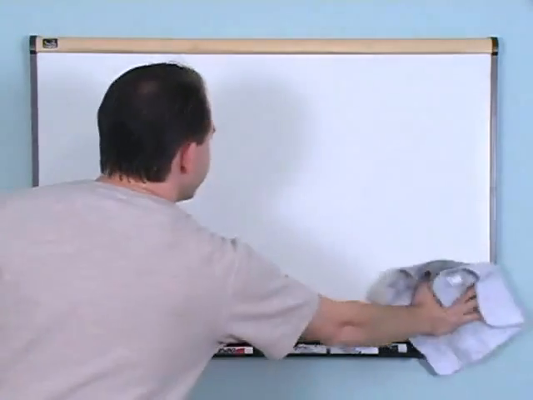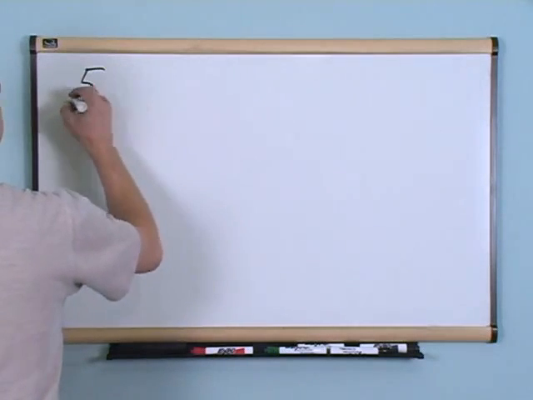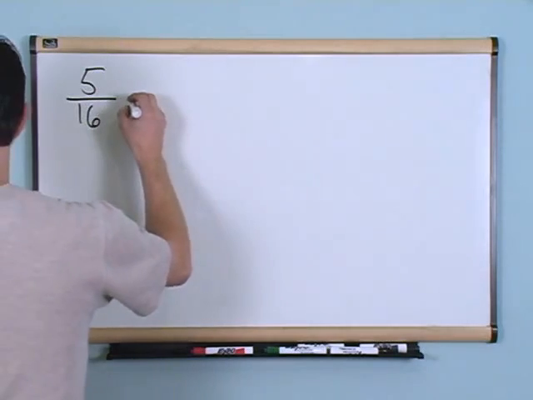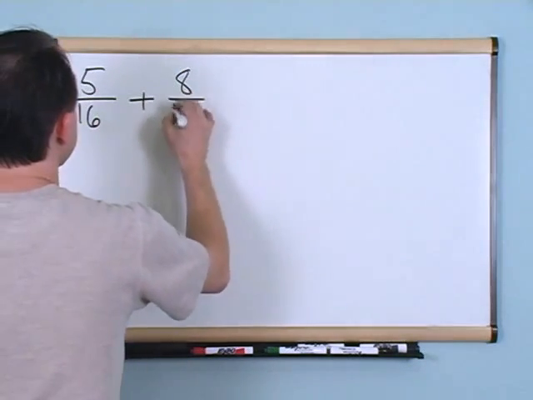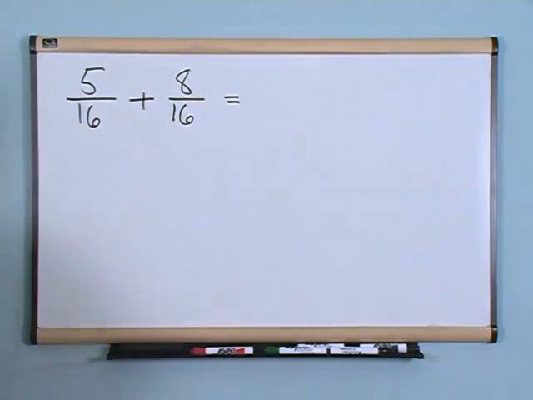Fractions just look a little bit different than regular numbers, but once you know the rules, it's really not hard. What if I have a little bit bigger fraction, 5/16 plus 8/16? Okay, what would that equal?